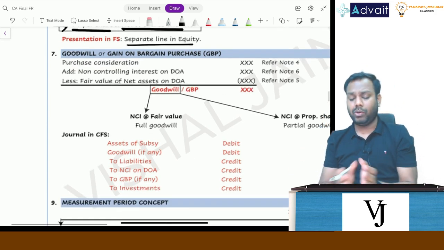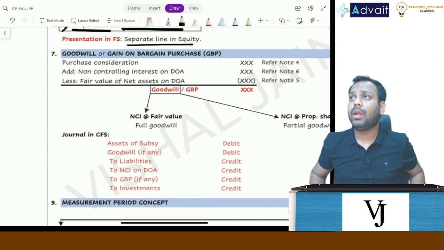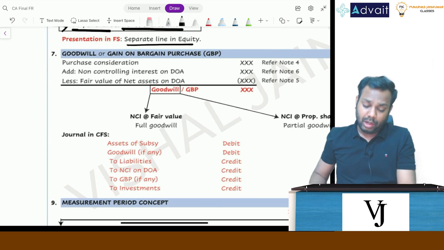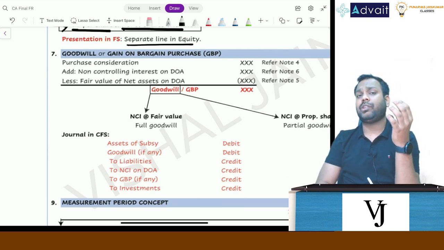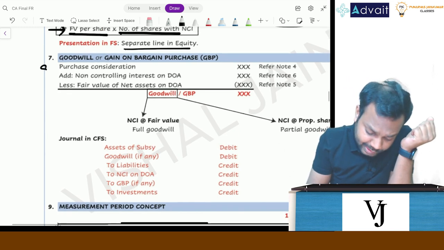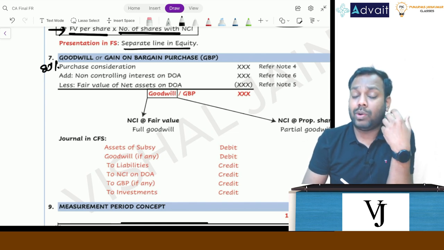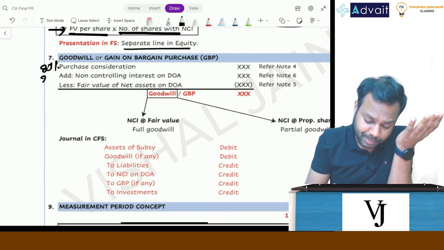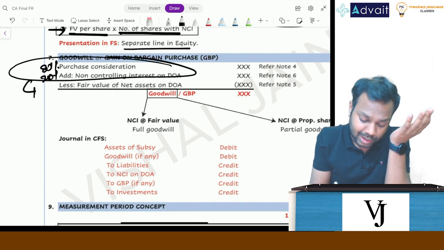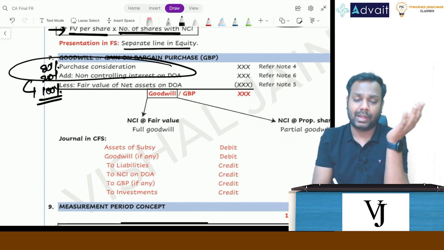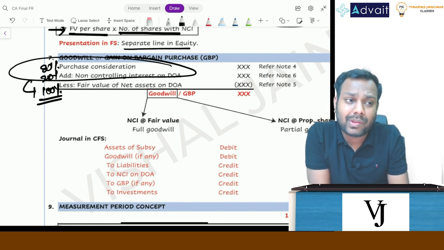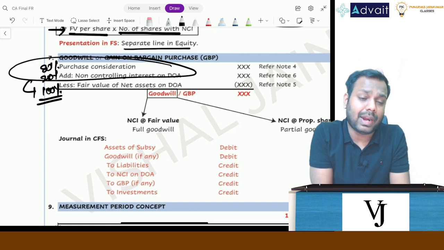Now, coming to goodwill. Understand, guys. Goodwill or gain on bargain purchase. Basically, how do we calculate it? First we add the purchase consideration, and to that we add NCI. Let's suppose the purchase consideration is for the 80% ownership that we have in the subsidiary, and 20% is NCI. Now we get the valuation of the 100% entity. Then you compare it with 100% of the net assets of the entity, and you calculate the goodwill or gain on bargain purchase. Gain on bargain purchase is nothing but negative goodwill.